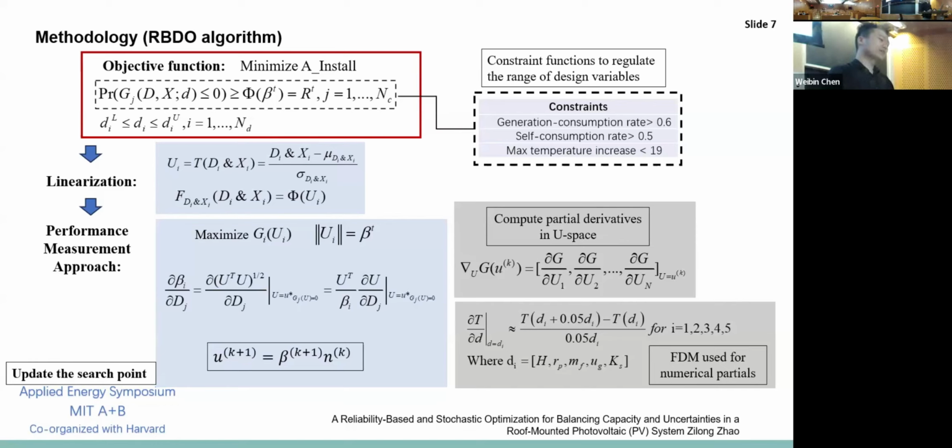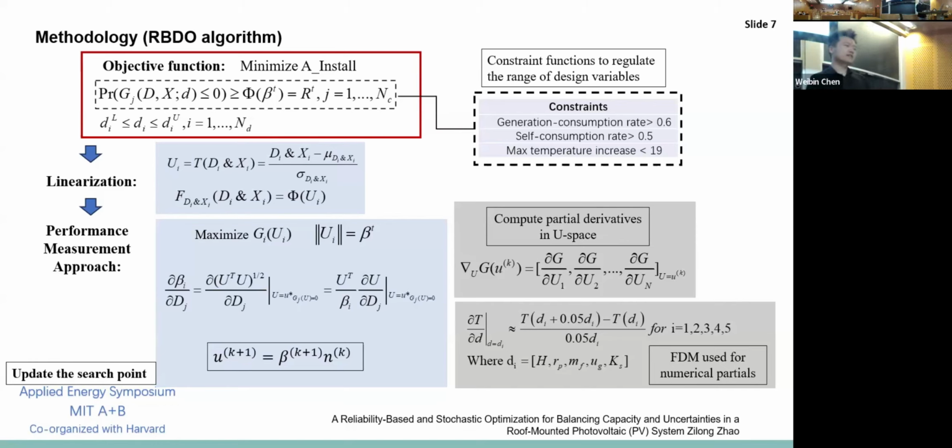So beta T is the target reliability. The constraint says the probability that your performance function is successful is bigger than the required probability of reliability. The capital D and X represent the design and random variables. The random variables mainly refer to those variables that cannot be controlled by the designers, like the weather, solar radiation, the dust cover, or the profile of ambient temperature. The lowercase d is the mean value for each of the design variables.